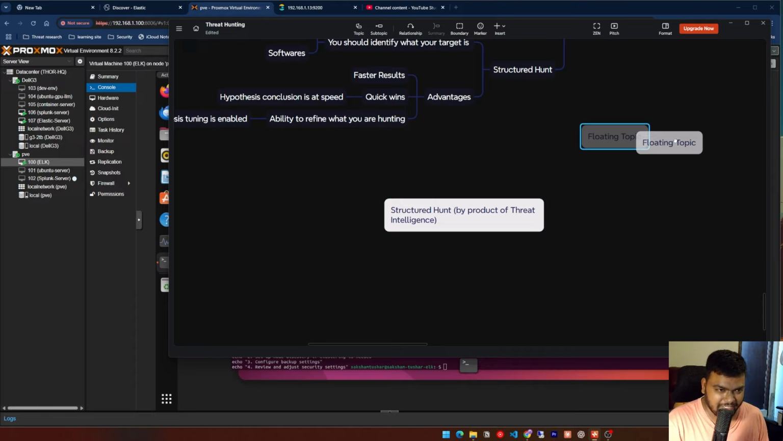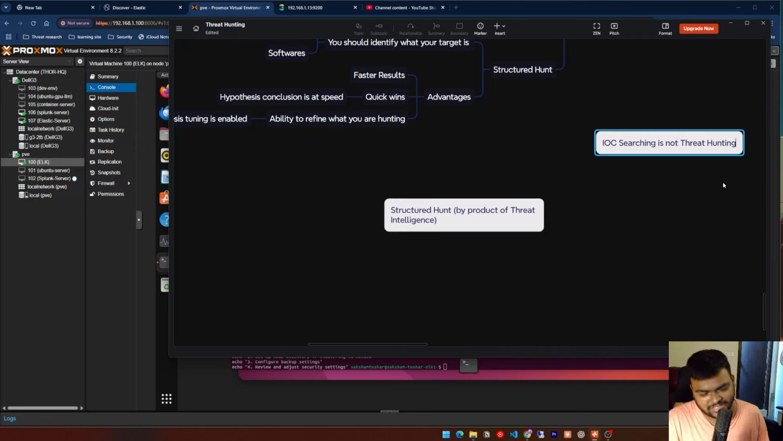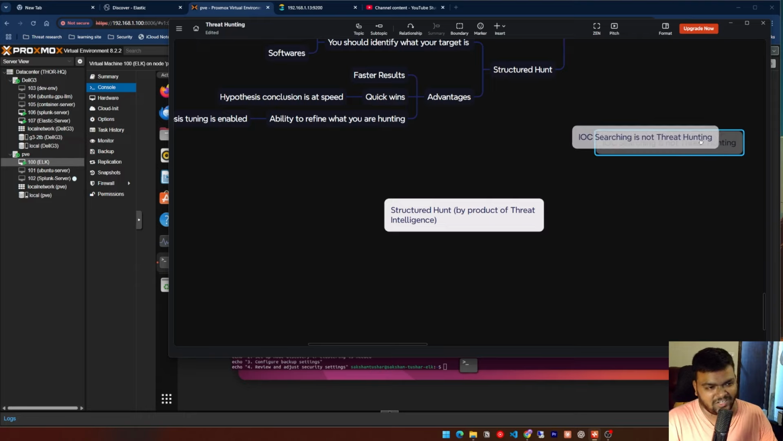By the way, I've reiterated it many times, I'll reiterate it again. IOC searching is not threat hunting. Just keep that in mind. And anybody who tries to convince you that IOC searching is threat hunting, I think it's better to move away and not have the conversation entirely. The philosophy is set in stone. IOC searching is not threat hunting.